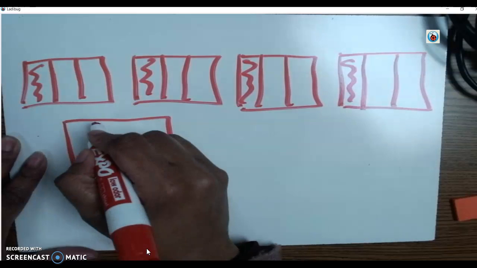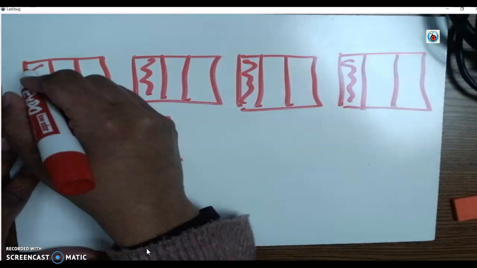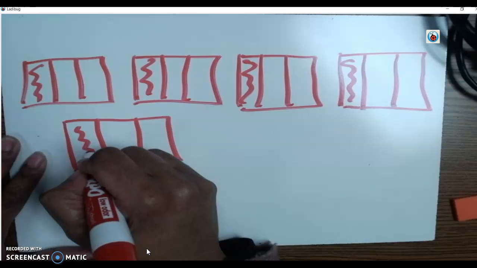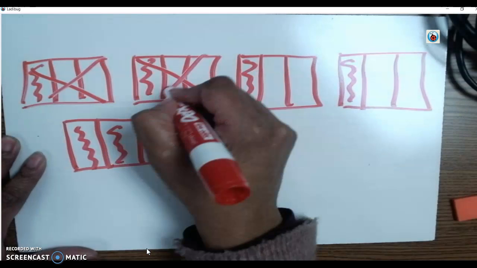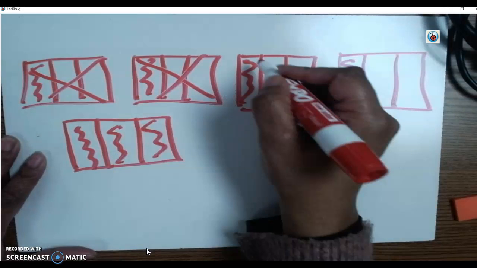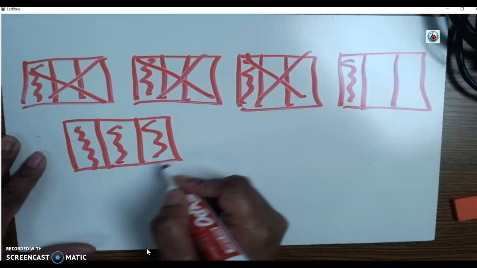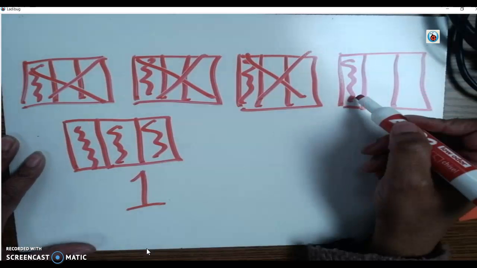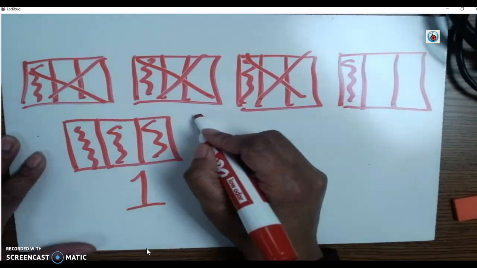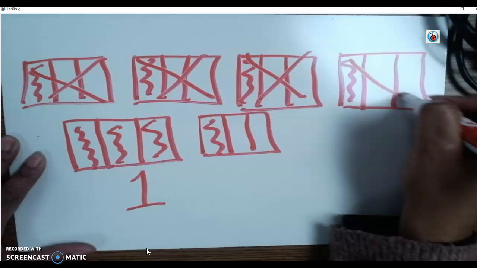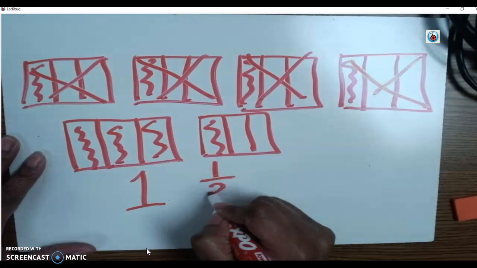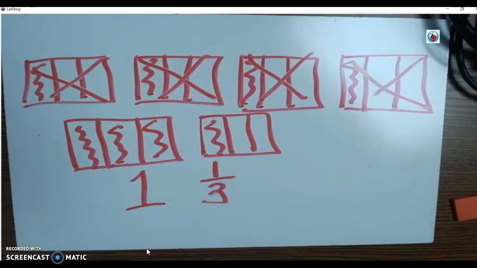So we have 1/3 for this one, 1/3 for this one, 1/3 for this one. So that makes us have 1 whole, and this model shows we have 1/3. So we can put this model down here. So your answer for this problem is 1 1/3.